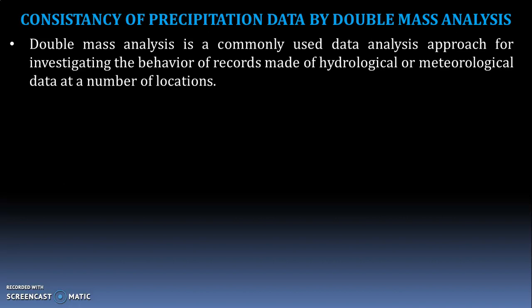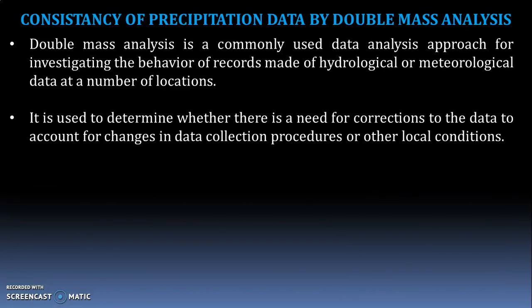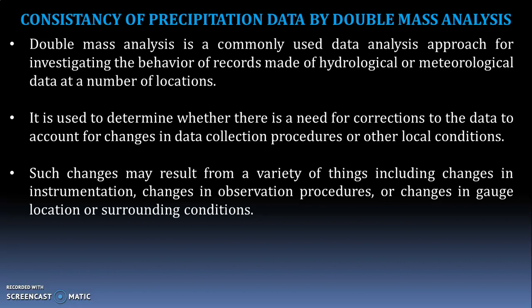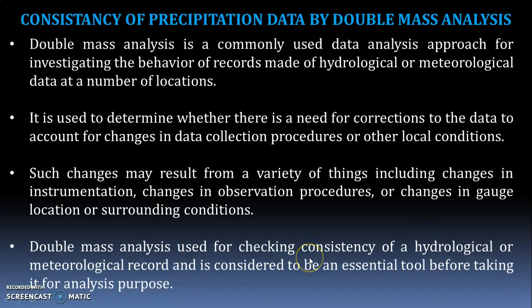Double mass analysis is a commonly used data analysis approach for investigating the behavior of records made of hydrological or meteorological data at a number of locations. It is used to determine whether there is a need for corrections to the data to account for changes in data collection procedures or other conditions. Such changes may result from a variety of things, including changes in instrumentation, changes in observation procedures, or changes in gauge location or surrounding conditions. Double mass analysis is used for checking consistency of a hydrological or meteorological record and is considered to be an essential tool before taking it for analysis purposes.